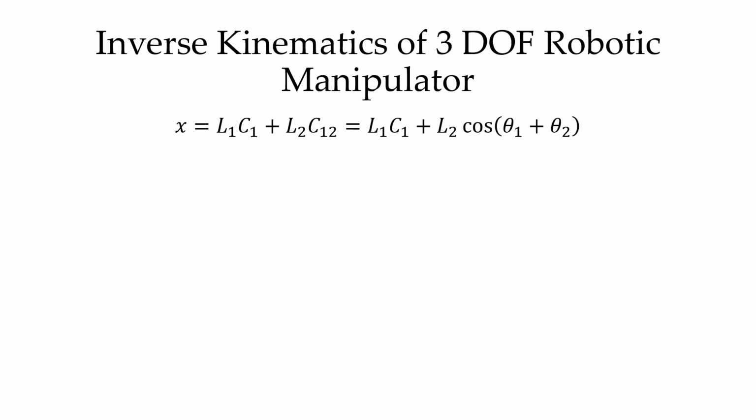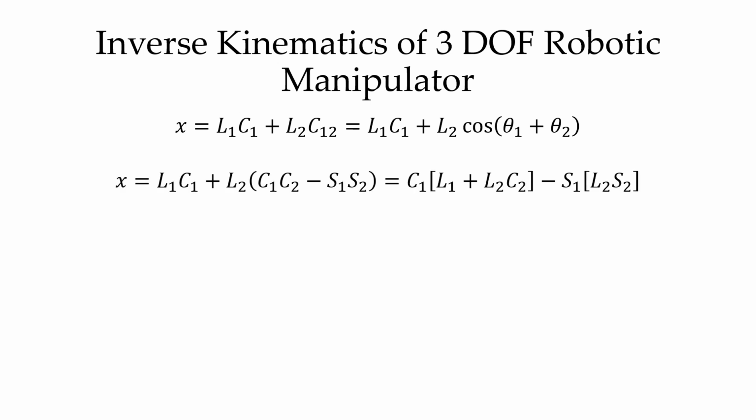Now again, using the arm equation, L1 C1 plus x is equal to L1 C1 plus L2 C1 C12, and we can expand C12 as cos theta 1 plus theta 2. We can rearrange it in such a way that we can write it as x is equal to C1 into L1 plus L2 C2 minus S1 into L2 S2. Basically, we are expanding this one.